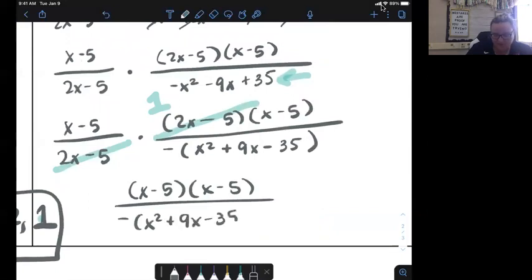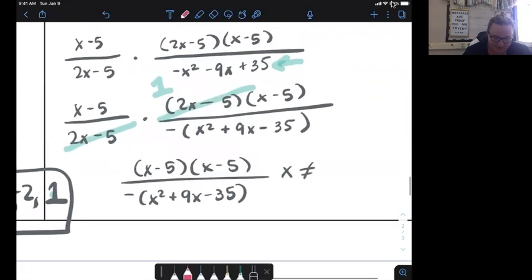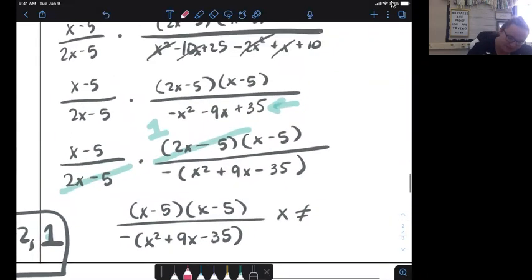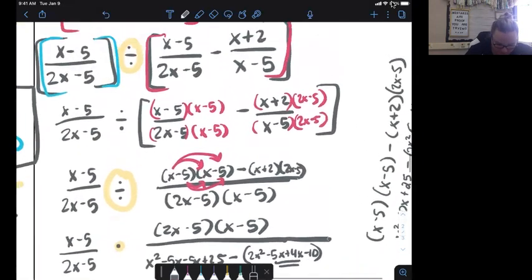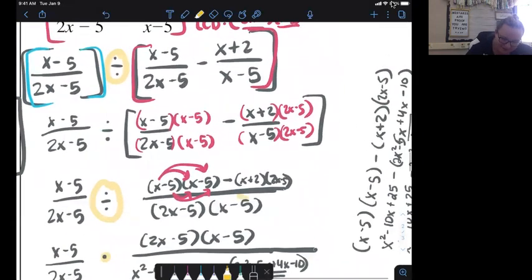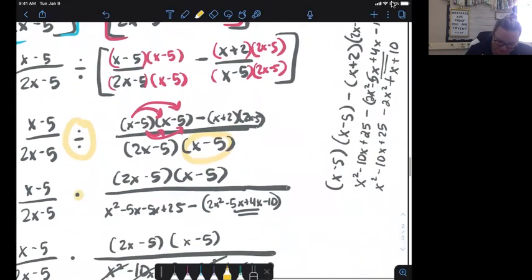minus 35 in the denominator, and then x can't be. So we have to figure out all of the things that would make our denominators 0. Well, going back up a step here, in 2x minus 5, what would make that 0? If x equaled 5 halves. So we don't want x to be 5 halves. Going back up, we've got x minus 5 in the denominator in a couple different places. So we also don't want x to be 5.